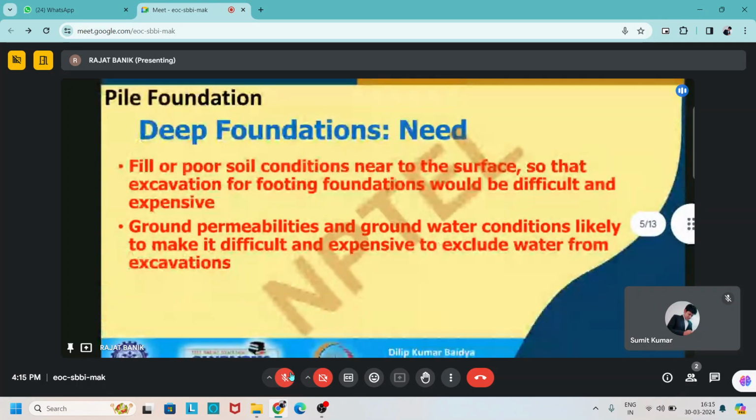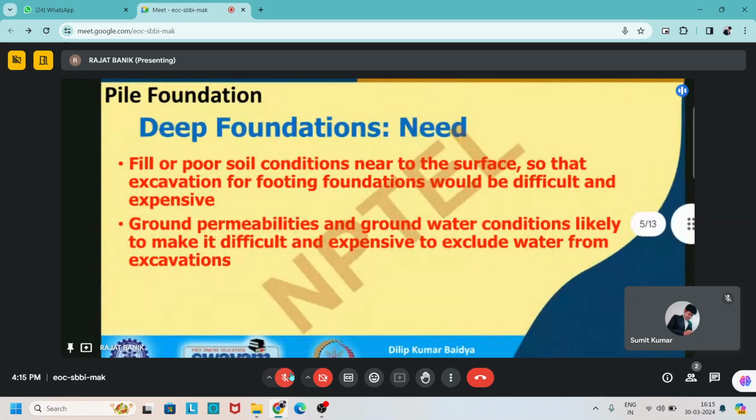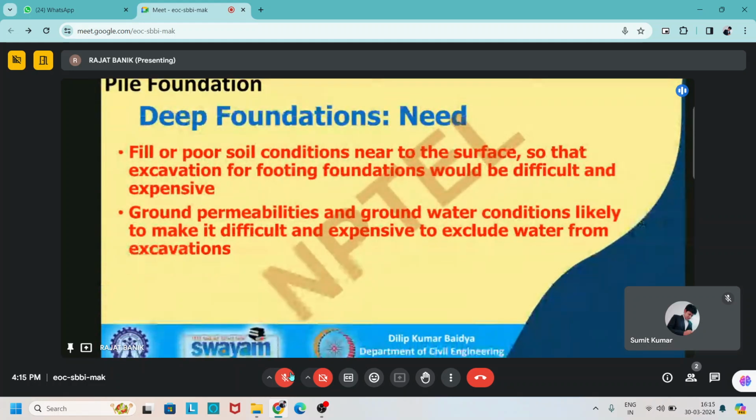Now, why do we need this deep foundation? The deep foundation is required if there are poor soil conditions near the surface, so excavation for footing foundation would be difficult. Then we use the deep foundation. And again, if the ground permeability and groundwater condition is likely to make it difficult and expensive to exclude the water from the excavation, then we also use the deep foundation.